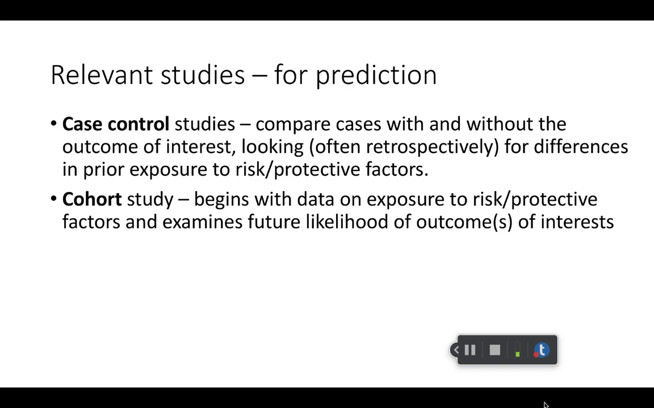And when we said that in order to predict one thing from another, we can use case control studies, which compare cases with and without an outcome of interest, and are looking back, often retrospectively, for differences in prior exposure to risk or protective factors. But because that's retrospective, a better way to do this is to use a cohort study that begins with data on exposure to a risk or protective factor and examines future likelihood of outcomes of interest prospectively.